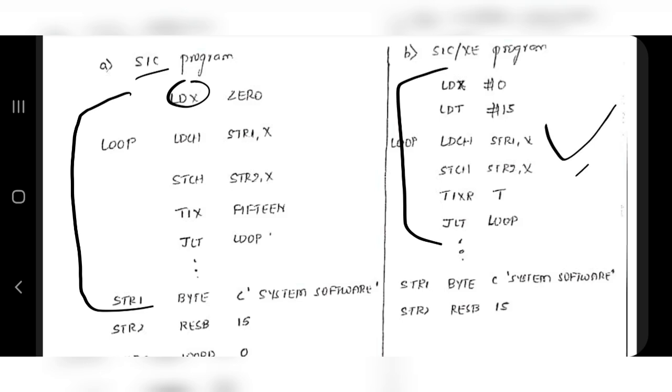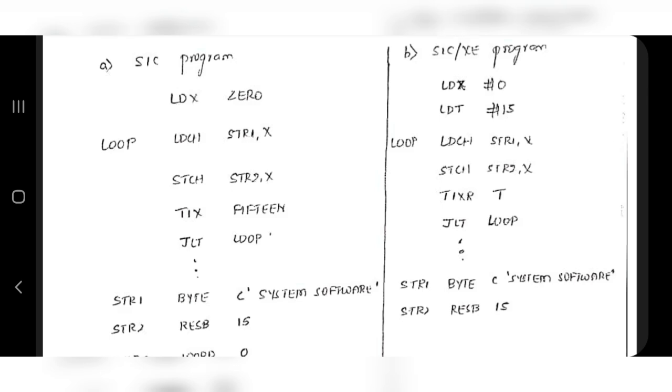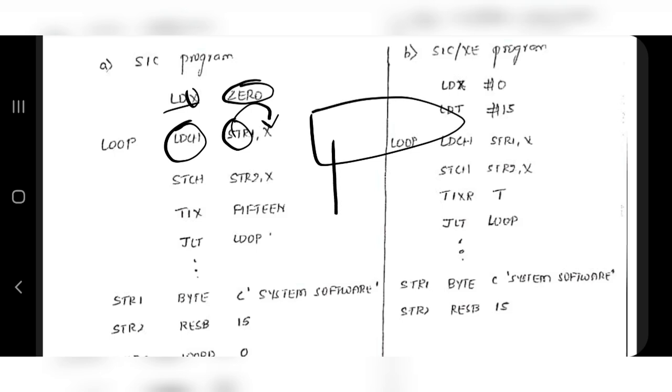This is asked more number of times in the exam, SIC XE than SIC. Okay, we are loading into the X register 0, and we are loading a character from str1 of x value. X value is 0, so the 0th location of str1, which is 's' of system software. LDCH means by default in register A only it will be stored.